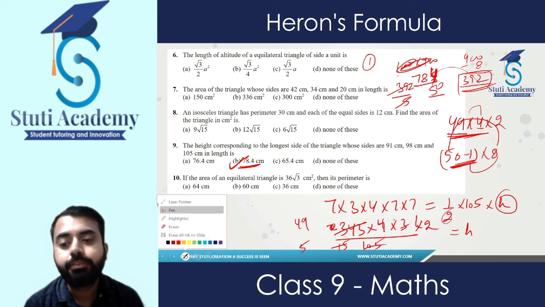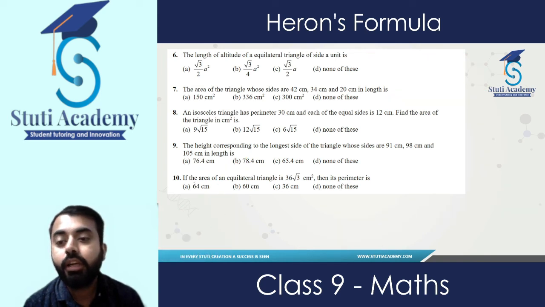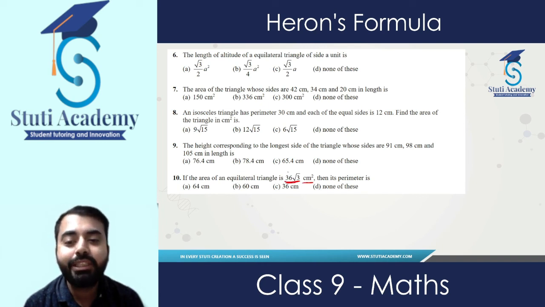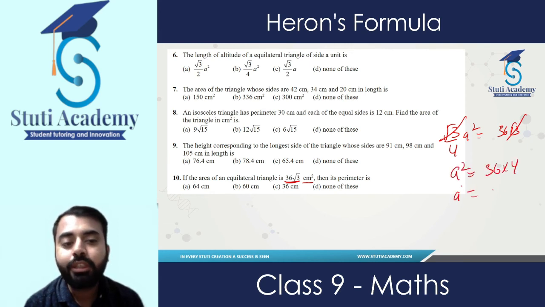Now, next up, you have this: if the area of an equilateral triangle is 36 root 3 centimeter square, then find its perimeter. I know root 3 by 4 a square is my area, which is 36 root 3. Cancelling this out, you get a square equal to 36 into 4. A will be 6 into 2, which is 12. Have to write its perimeter now.